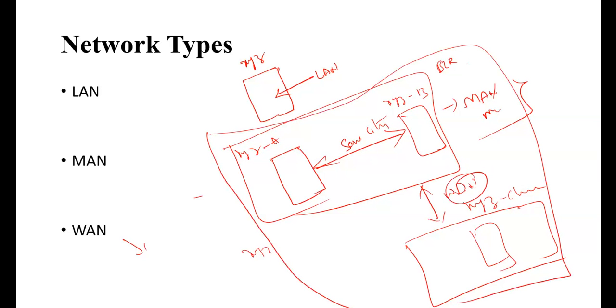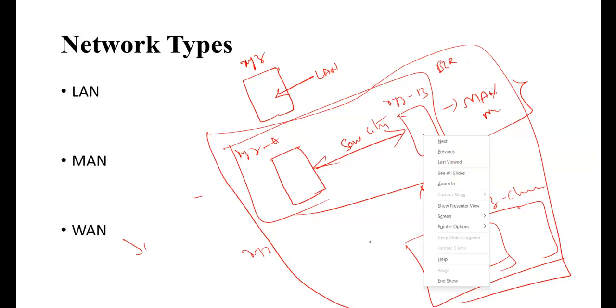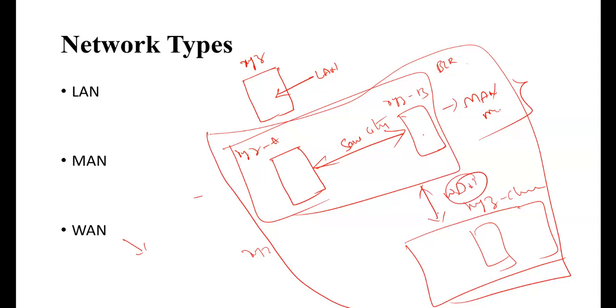LAN means it's local to a building. MAN means two networks which are in the same city. And WAN means it's a wide area network which is between the cities. We can say this is about LAN, MAN, and WAN. Is it clear? Yeah, okay.